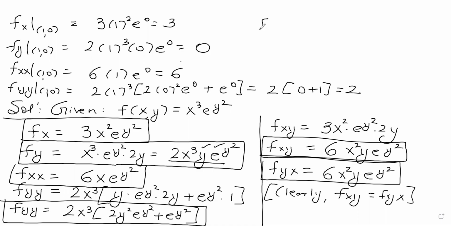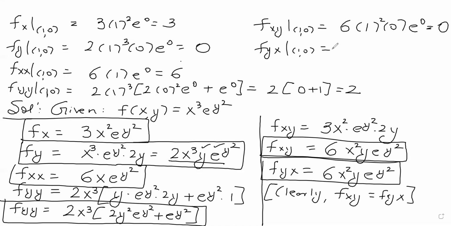Then fxy at 1, 0 will be 6 times 1 square 0 e to the power 0, which is 0. And fyx at 1, 0 will be, again, the same by Young's theorem. So these are our answers for this question. And now let's look at one more question and then we stop.